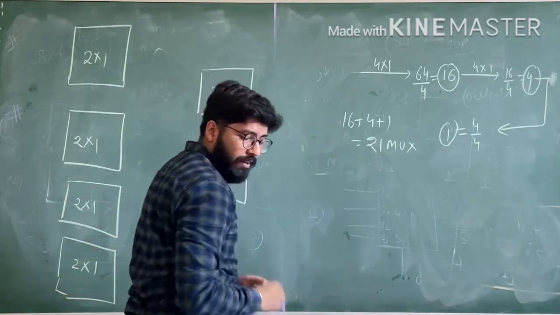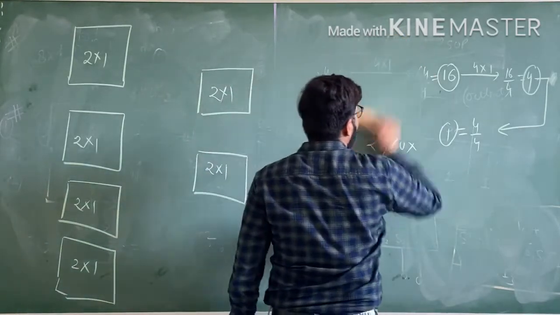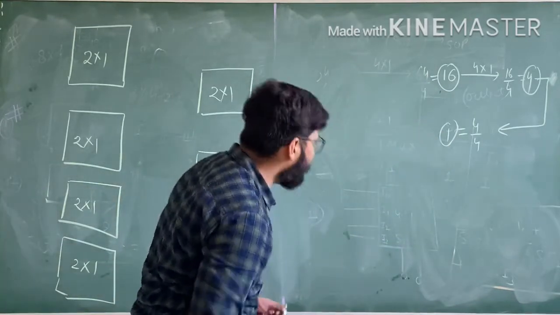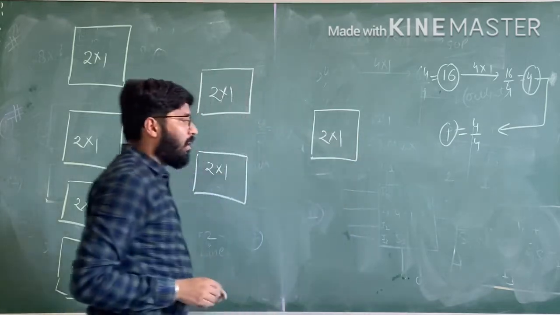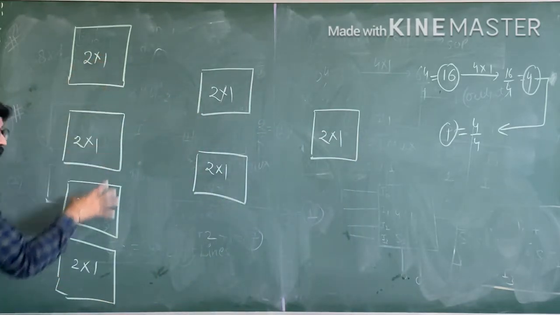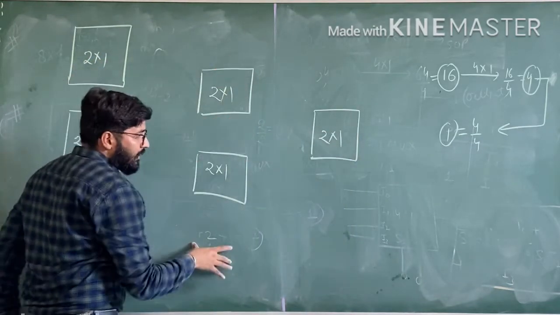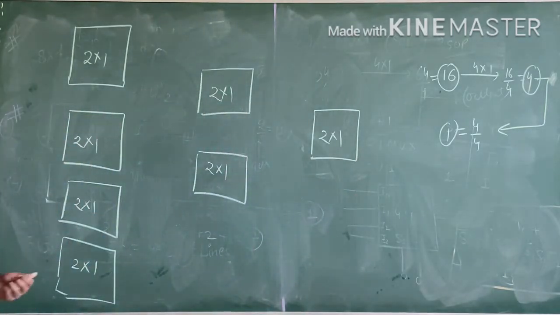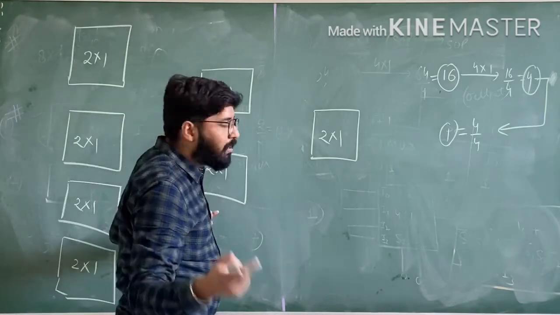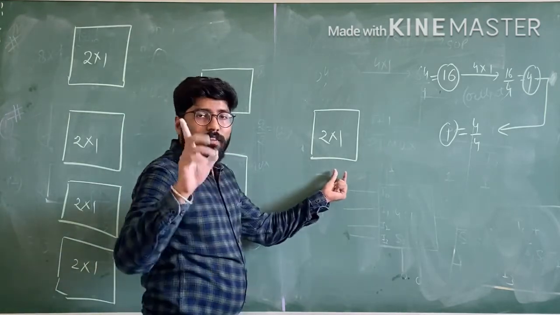So we have to place here 1 mux, that is 2 cross 1. I will repeat again. This is the first stage. This is the second stage. This is the third stage. In the first stage, we have 4 mux. In the second stage, we have 2 mux. In the third stage, we have 1 mux.